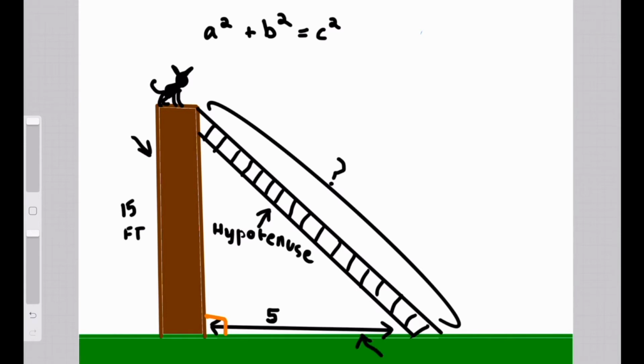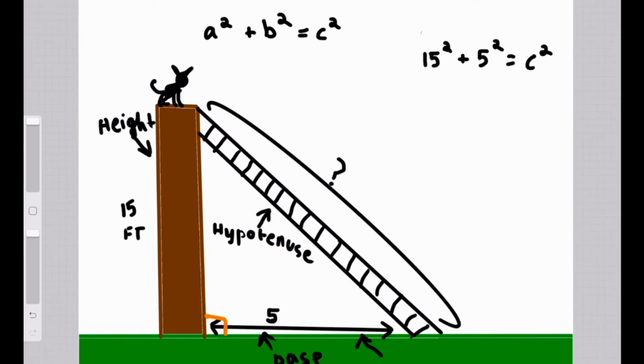And in this case, a squared is going to be the height. So let's just jot that down. The a squared should be 15 feet. So 15 squared plus b squared, aka the base, is going to be 5 squared, since the base is 5. So right now we have 15 squared plus 5 squared equals c squared, which is what we're trying to find, aka the hypotenuse of the right triangle.